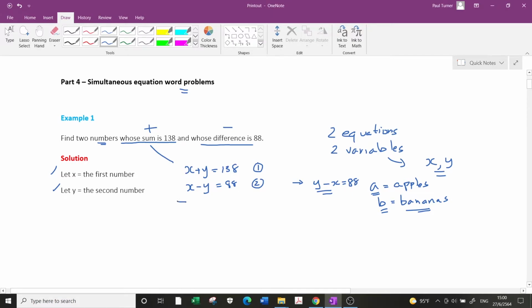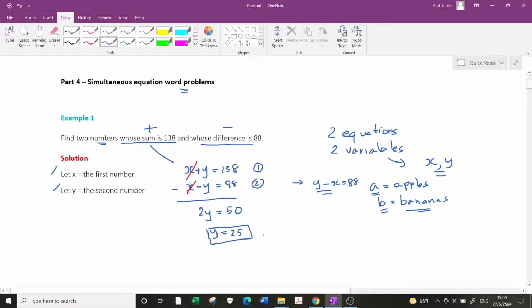So what we'll do now, we can either add or subtract these equations. I'll subtract them. So x minus x will be 0, cancel. And then we have y minus negative y, which is 2y. And 138 minus 88 is 50. Therefore, y must be 25 as the first number.